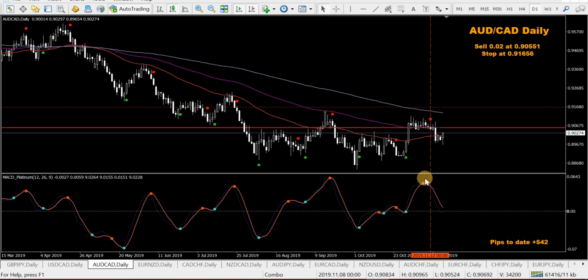Whilst the MACD Platinum is above the zero level, I'm only looking for sells most of the time. So anytime it's above the zero level, looking for sells. Below the zero level, looking for buys. So in this case, sell. There's a nice sort of pretty close to a double top there. It's come up close to the 240 LMA, but not doing much, not too much to get excited about.